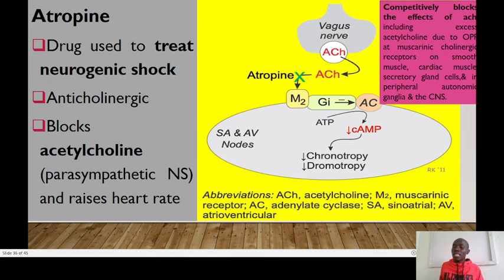So this atropine is used to treat neurogenic shock. It's an anticholinergic drug, and it works by blocking acetylcholine, that is the parasympathetic nervous stimulation, so it raises the heart rate in the long run. It competitively blocks the effect of the ACh, including excessive acetylcholine, leading to opposing effects at the muscarinic cholinergic receptors, right?